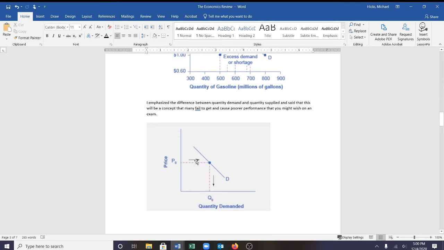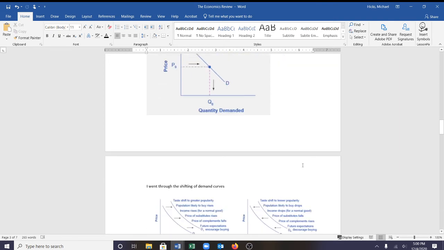So the movement along the demand curve is called a change in quantity demanded. The shifting of the demand curve is called a change in demand. Same thing with the supply curve, which I haven't illustrated. The supply curve is upward sloping. The movement along the supply curve is called a change in quantity supplied. The shifting of the supply curve to the right is called a change in supply.